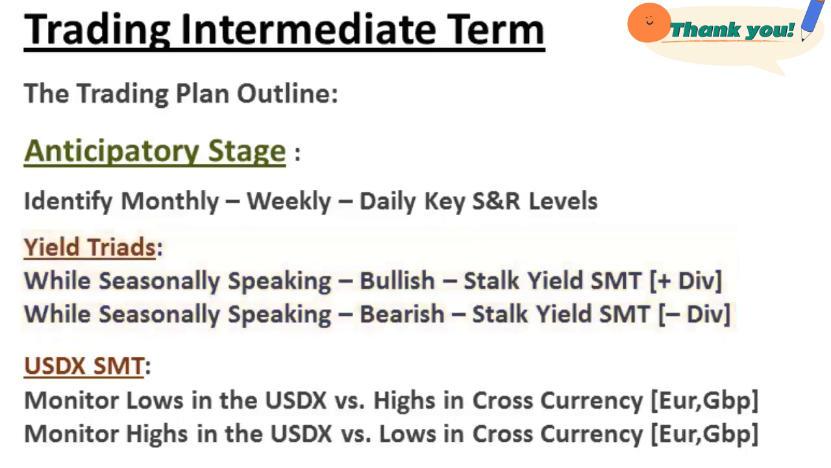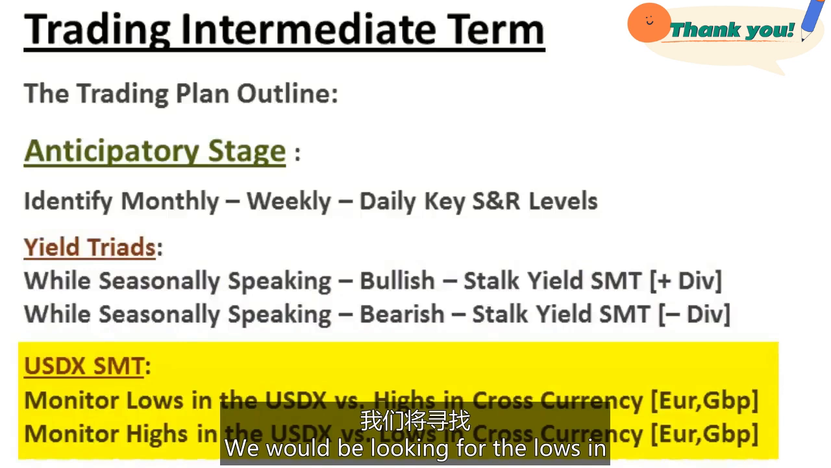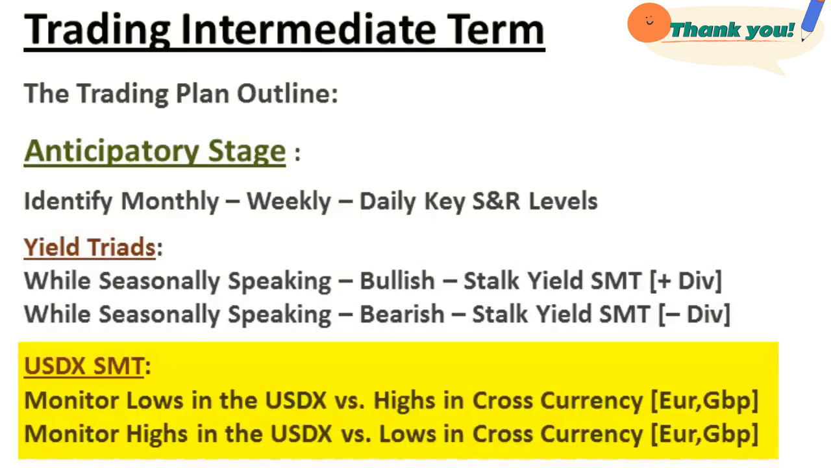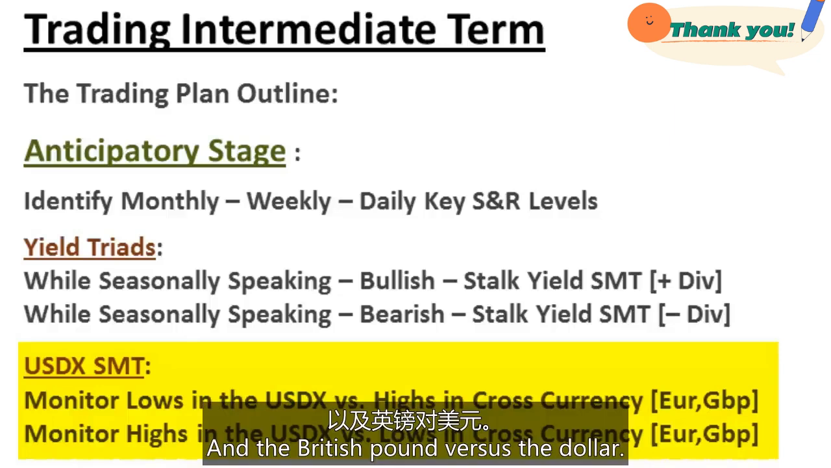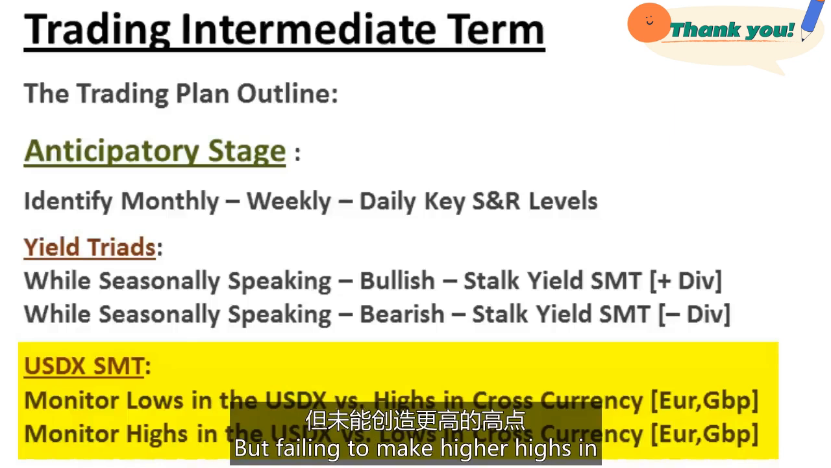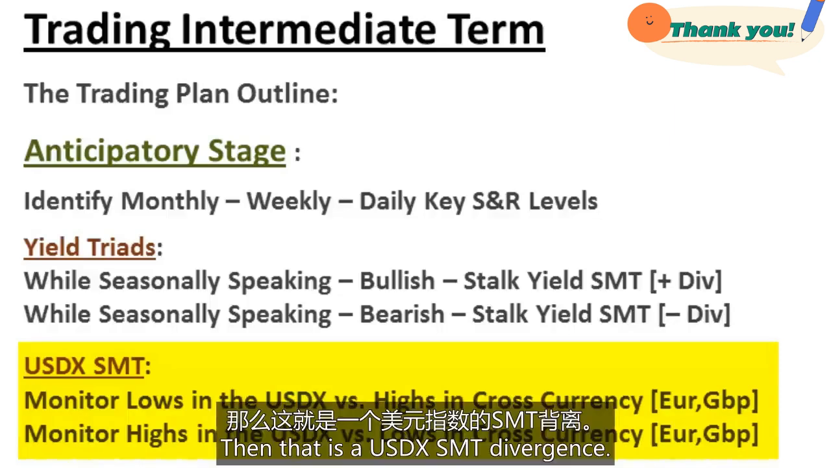At the same time, we would obviously be hunting the same scenario with the US dollar index. We would be looking for the lows in the US dollar index versus the highs in the cross currencies, and again, we're looking at the euro versus the dollar and the British pound versus the dollar. So if we're making lower lows in the dollar but failing to make higher highs in one and or both Fiber and Cable, then that is a USDX SMT divergence.